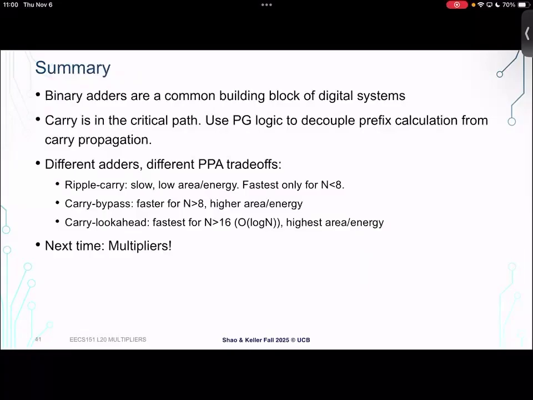Okay, so we're out of time, but to summarize very briefly, you now, at the end of this lecture, know how to add 2 numbers together. Congratulations. Next time we will be talking about how to multiply 2 numbers together.